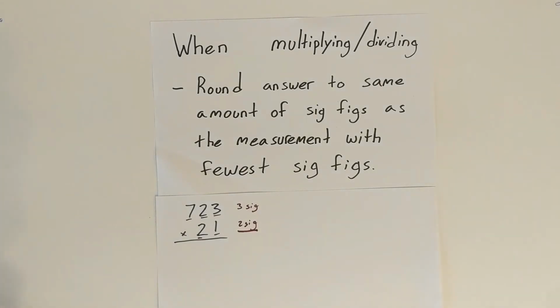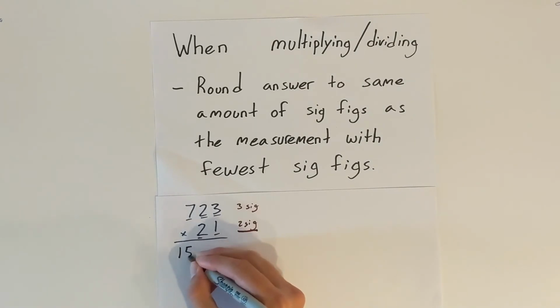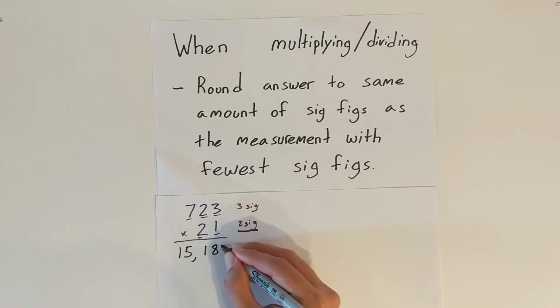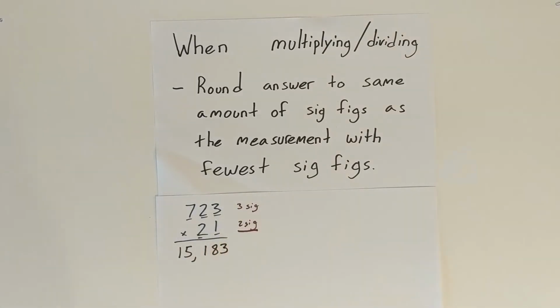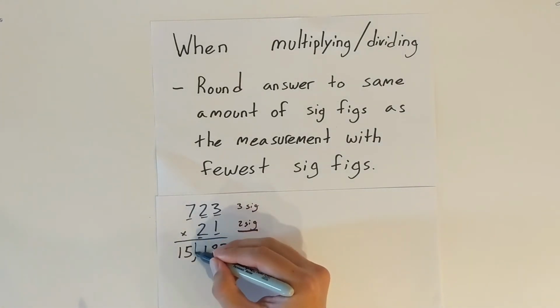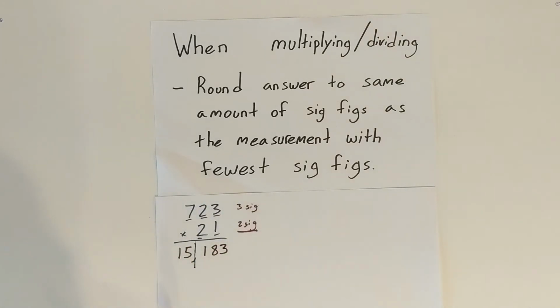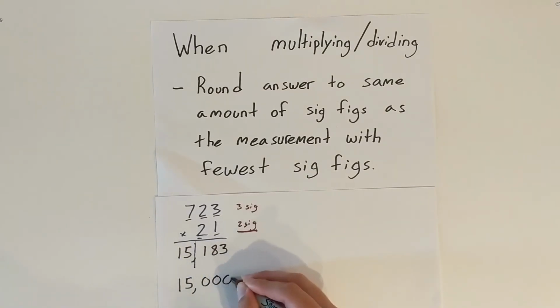So I put it in a calculator, and I get an answer of 15,183. So if I only want 2 significant figures, I have to round it at this number right here. So because it's a 1 right here, I would round down. So the answer would be 15,000.